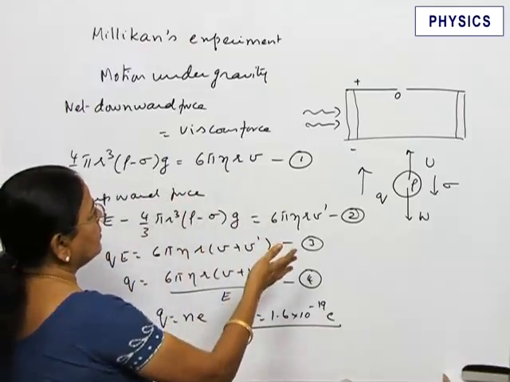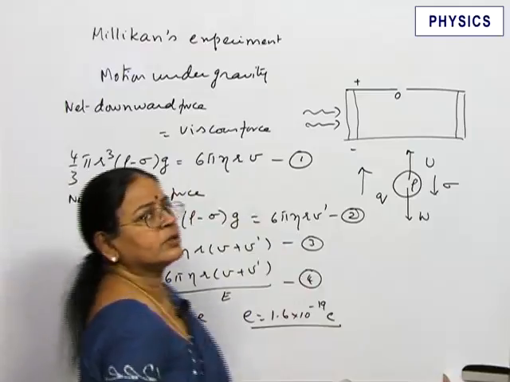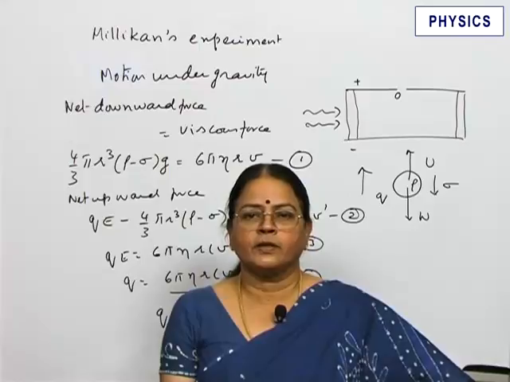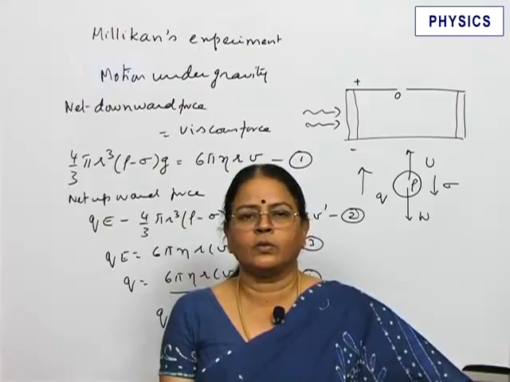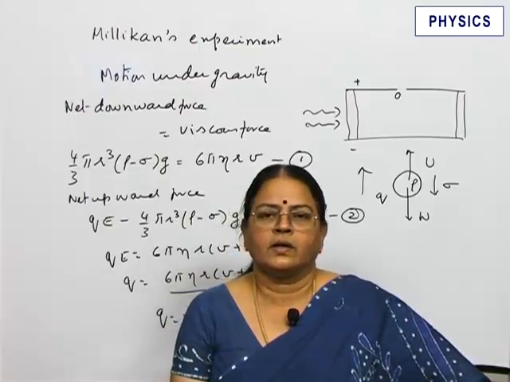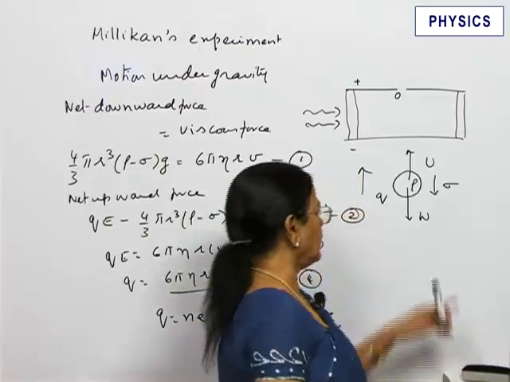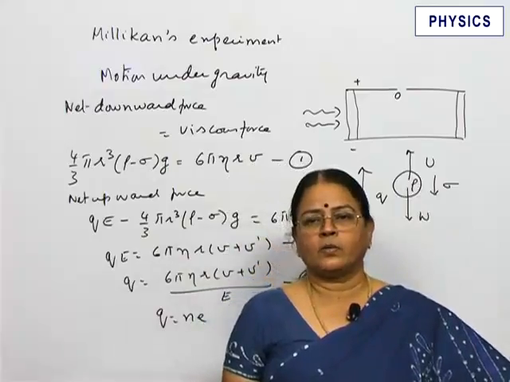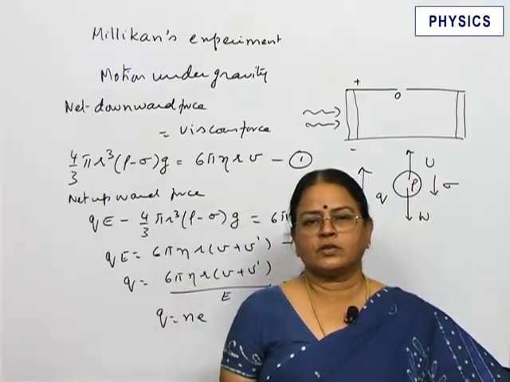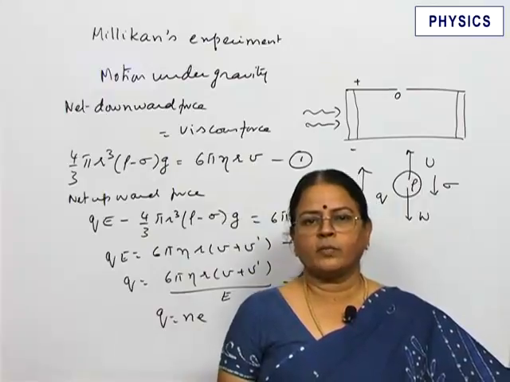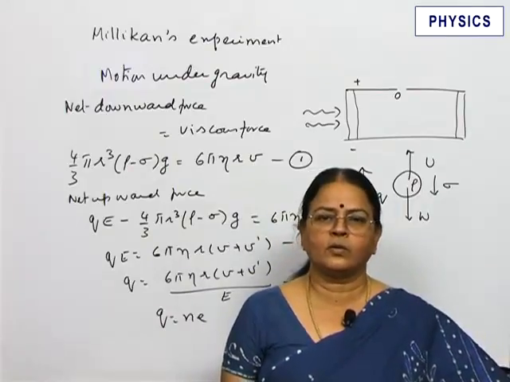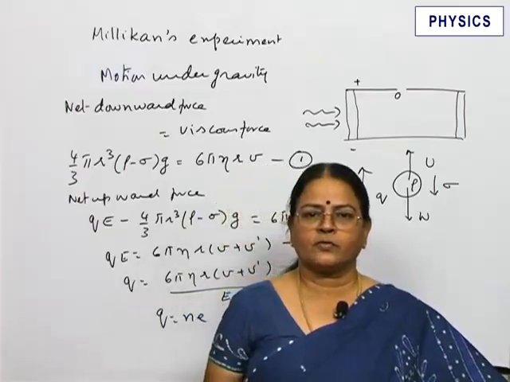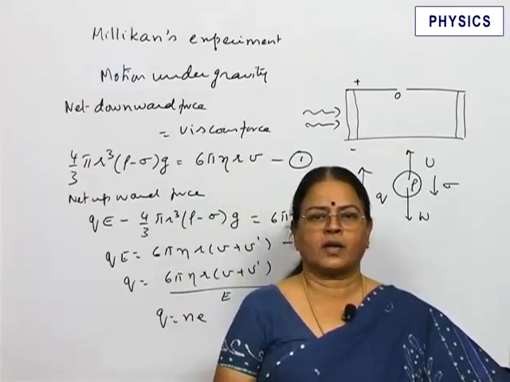So for problems based on the Millikan oil drop method, you have to see the following factors: whether it is moving under gravity or under electric field, and that the density of air is much less than the density of the oil drop. We can omit the upthrust because σ is very small. 4/3 πr³(ρ − σ) we can now take as 4/3 πr³ρg. Okay. So the following problem we will discuss, we will apply this principle.